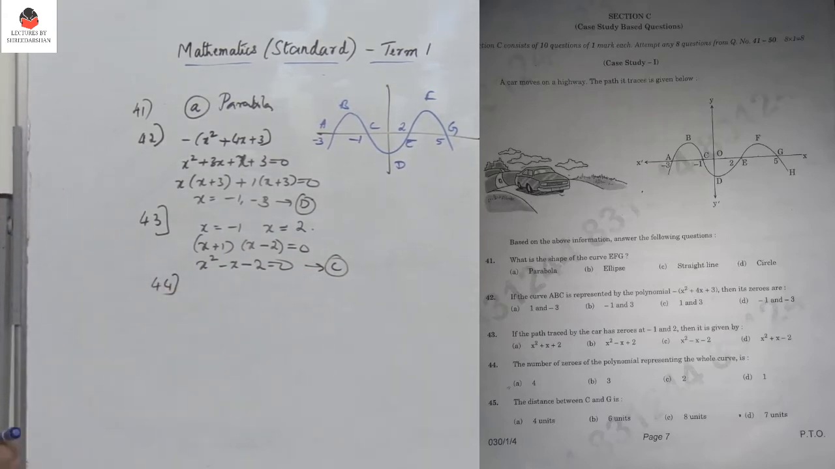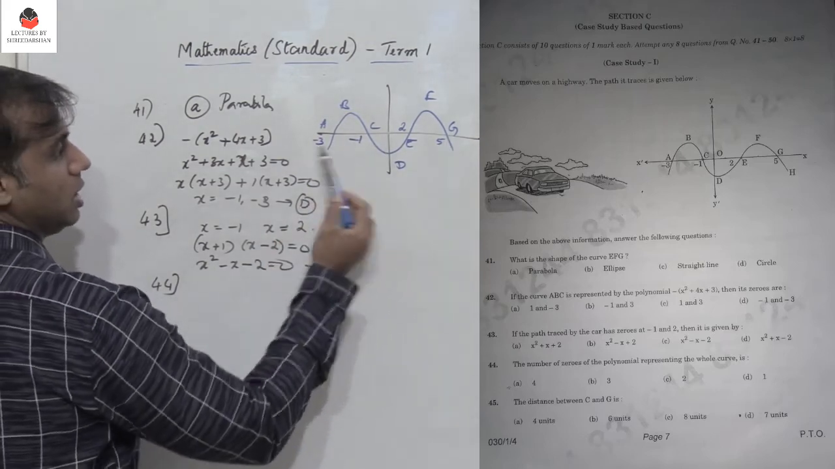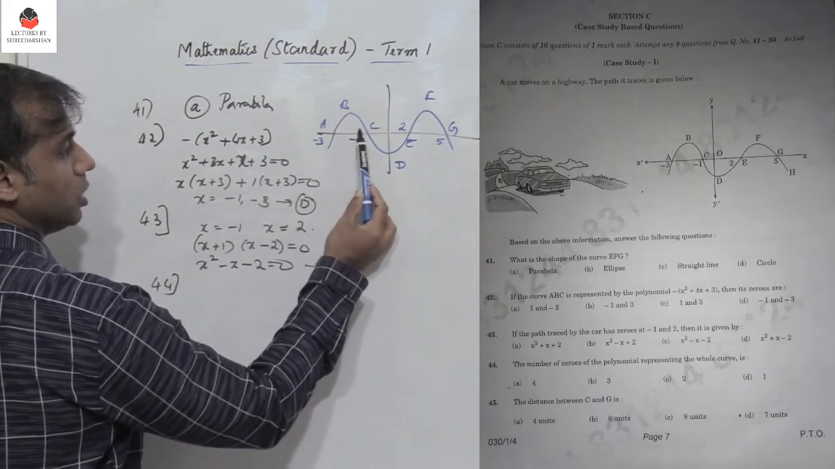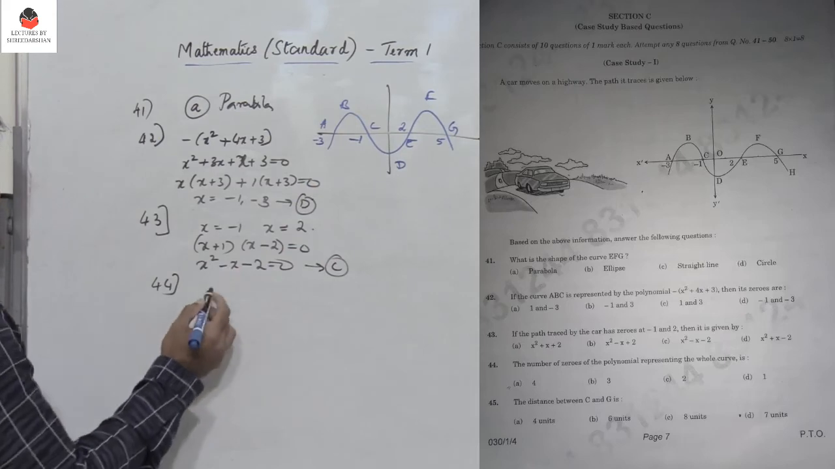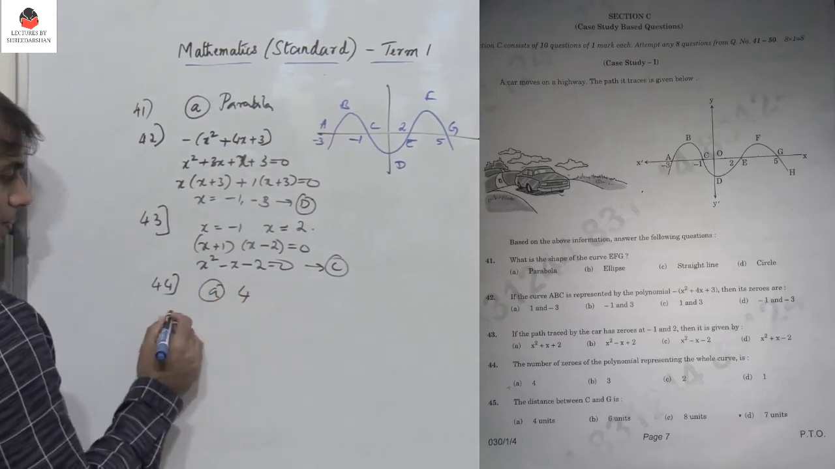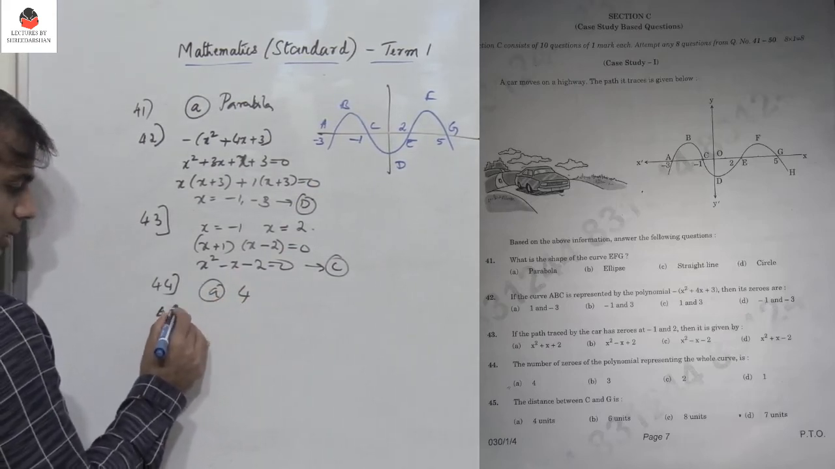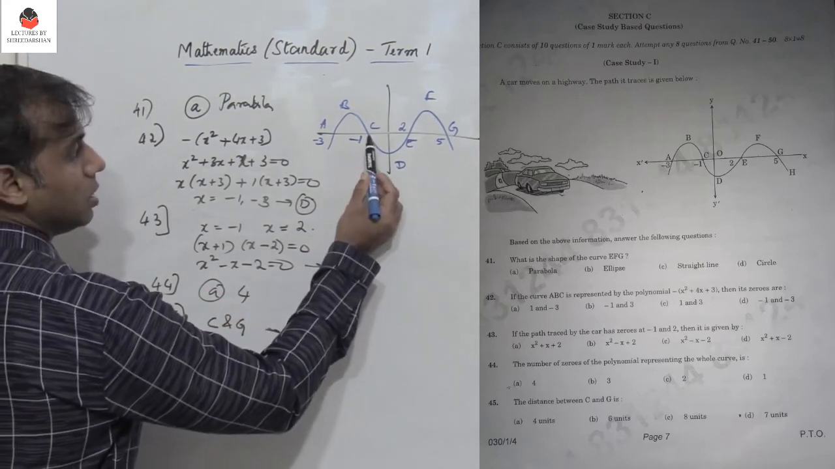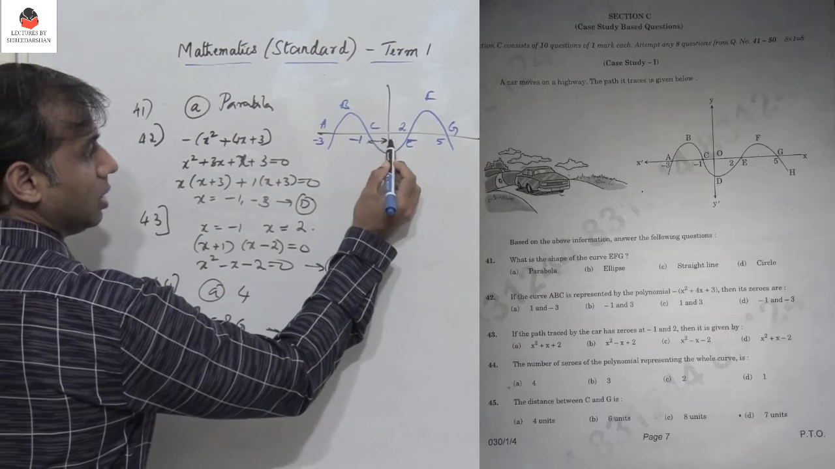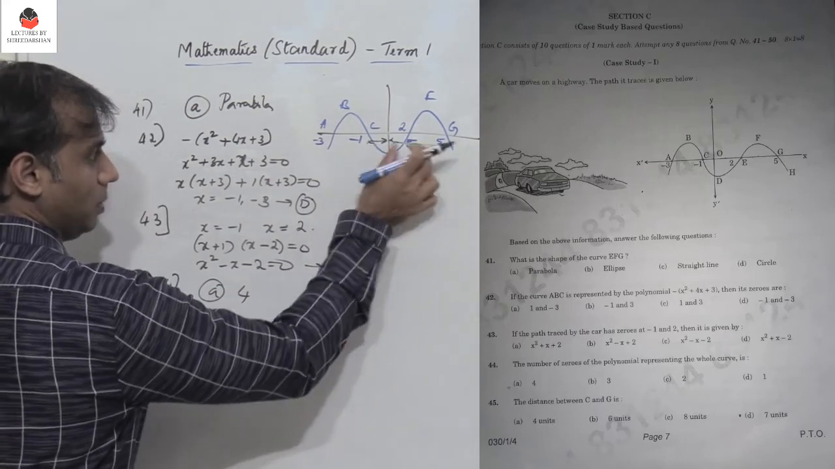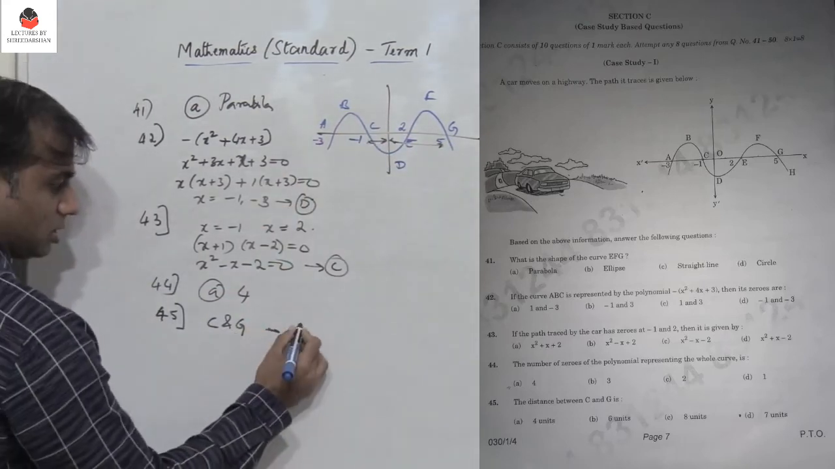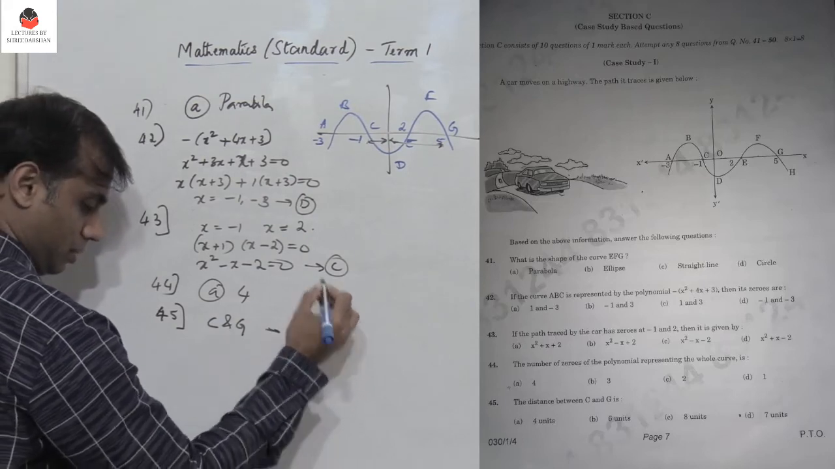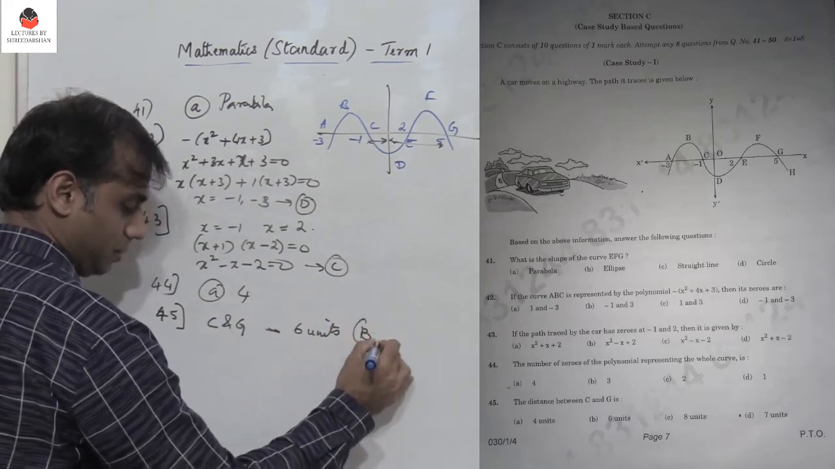44. The number of zeros of the polynomial is... So the curve is actually cutting the x-axis at 4 points, 1, 2, 3, 4. So it's definitely 4, which is option A. 45. The distance between C and G is very simple. So here the distance is 1, and from here to here it is 5. So 1 plus 5 is 6. So it is 6 units, which corresponds to option B.